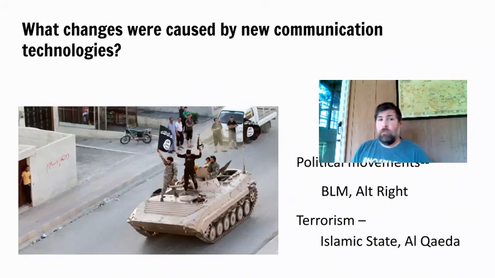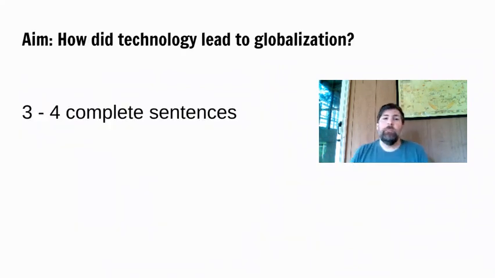And then the final thing I'm going to talk about is that new communication technologies also make terrorism more possible. We're going to have a separate video on terrorism, but terrorist organizations like Islamic State, like Al-Qaeda, they function through improved communication technologies and through improved transportation technologies. Those are the things that make terrorism possible. Terrorism wouldn't work in the same way that it does if terrorists didn't have access to the internet and cell phones.